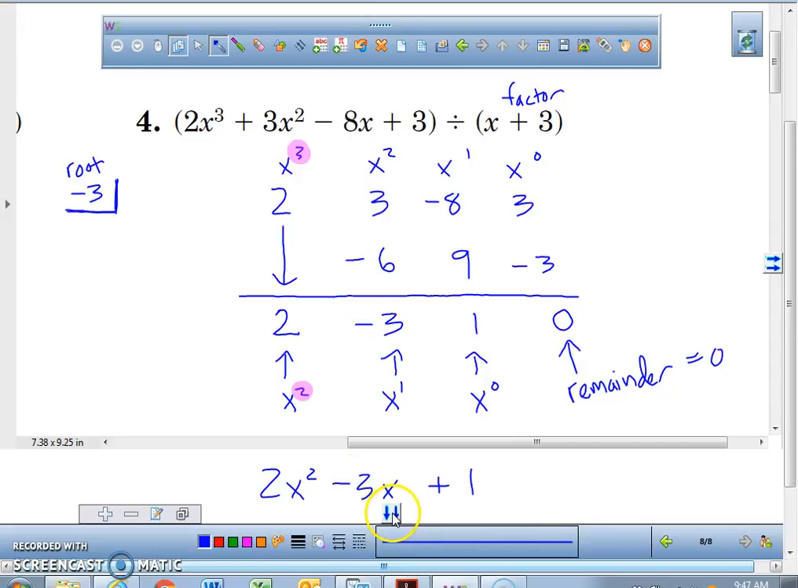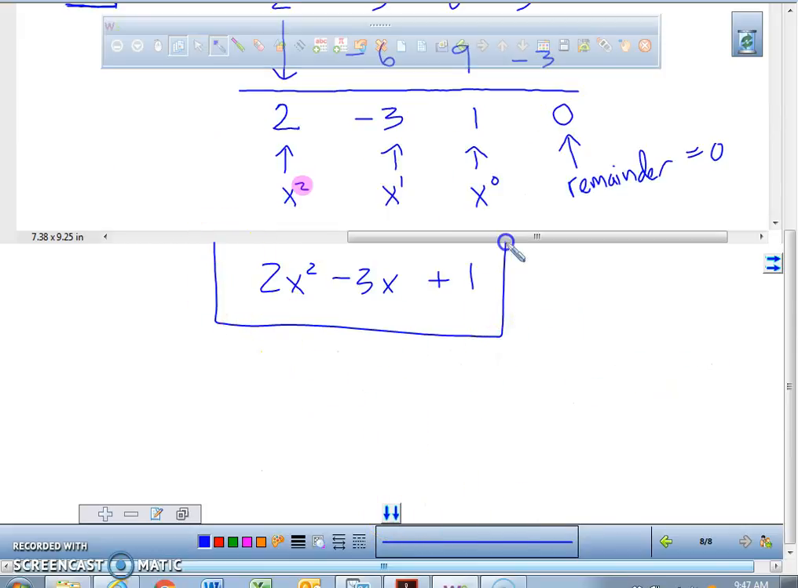And we're not going to add a remainder. This is our final answer. This is our quotient. Okay? Because it works, it divides into it perfectly. There's no remainder left. Okay? Now I'll let you guys try the other two.